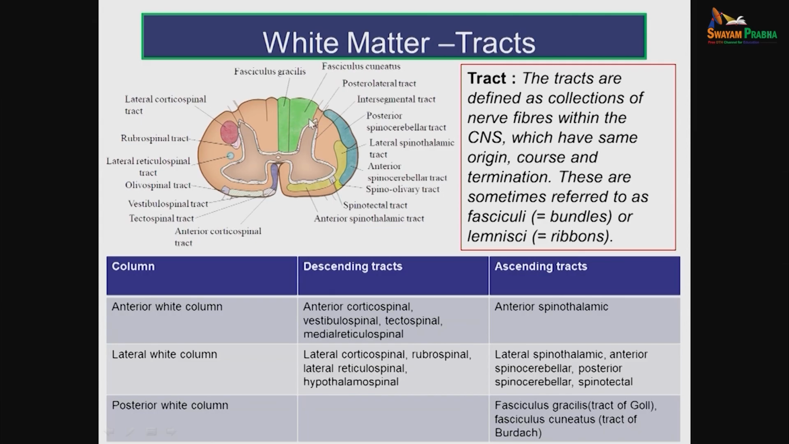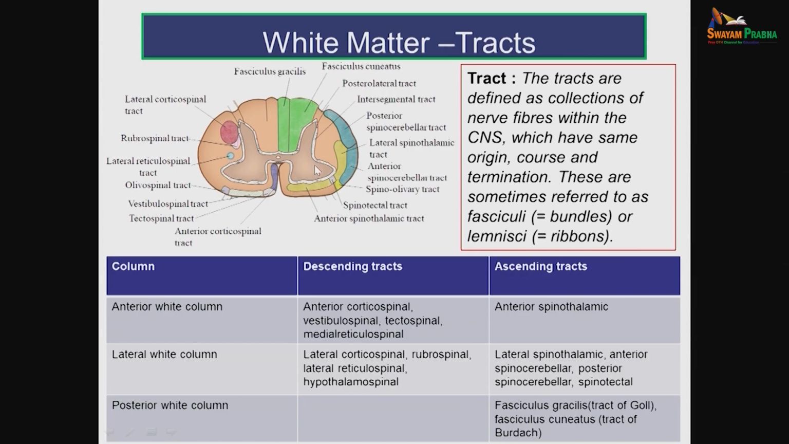They are also given other names. Fasciculus gracilis is called the tract of Goll and fasciculus cuneatus is called the tract of Burdach. These two tracts are called the posterior column pathway. They occupy the posterior white column. Another name for this is the medial lemniscal pathway. This will be discussed in the second part of the lecture on spinal cord tracts. So this is the position of the tracts.